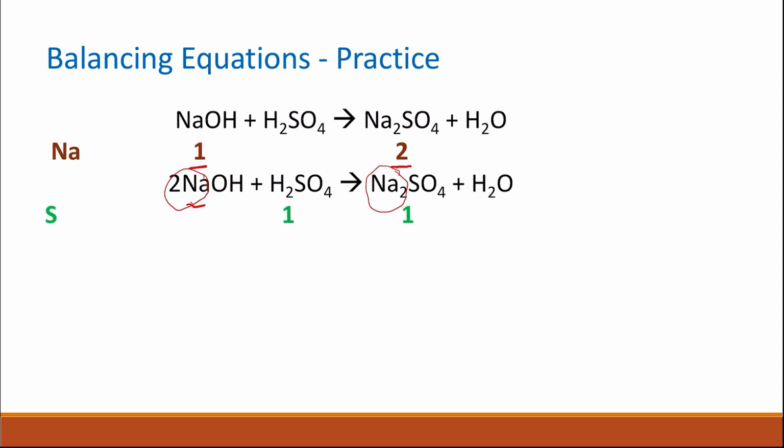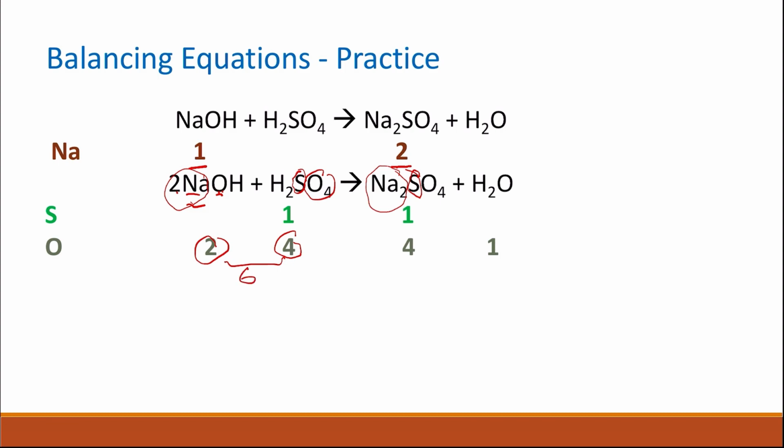And then we will look at the sulfur. So we have one sulfur here from the sulfuric acid and one sulfur there from the sodium sulfate. So no change for the sulfur. And then we move on to oxygen. On the left-hand side, we're going to find there are two oxygens here from the two sodium hydroxides and four oxygens from the sulfuric acid. So the total is 6 oxygens.